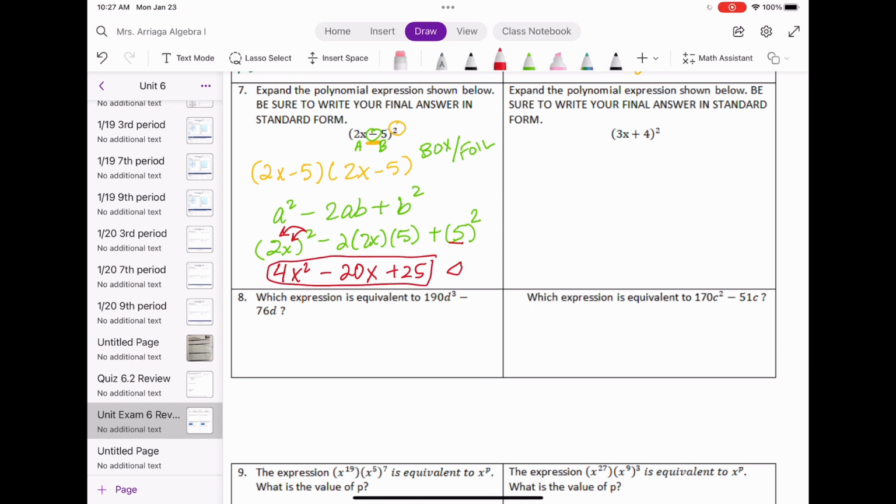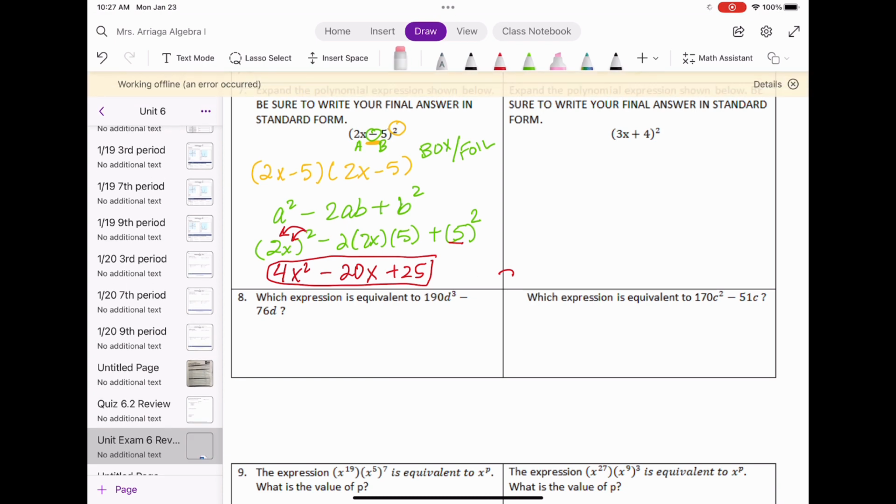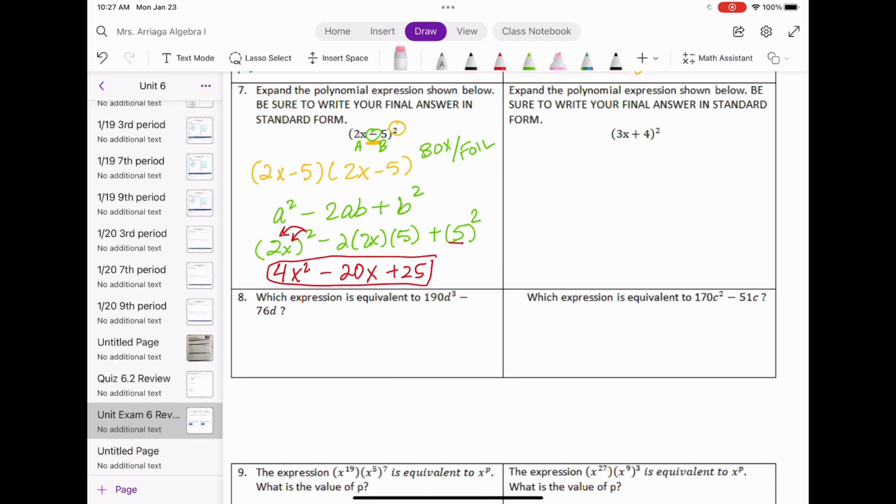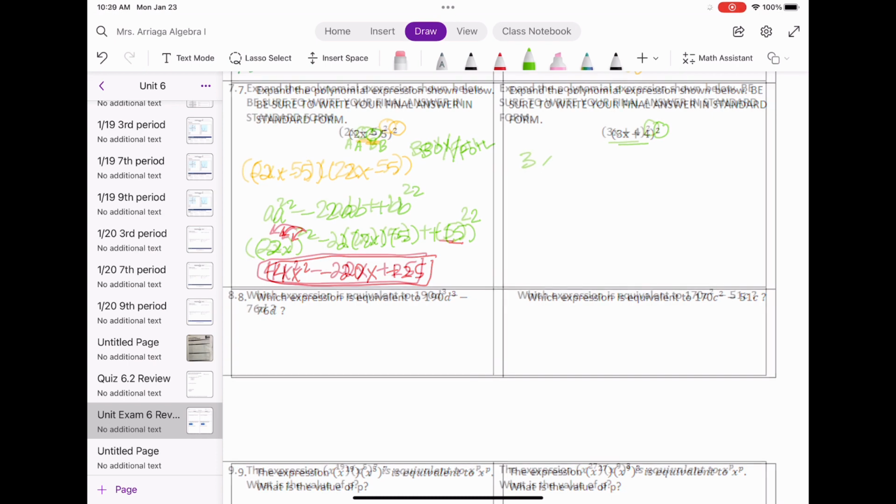But if you don't like this method, and if it confuses you, go ahead and do the box method or the FOIL method. So try whichever method you want for 7b, pause the video, and then come back to check if your answer is correct. If you don't need any more practice with this, feel free to move on.